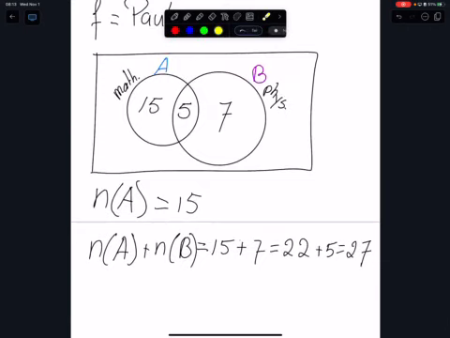How to understand it better? 15 people like math only. B, 7 people like physics only. And then you have the ones in the middle, they like math and physics. They like them both. We will get there. We will get to that one as well. So the total amount of students in that class is 27.